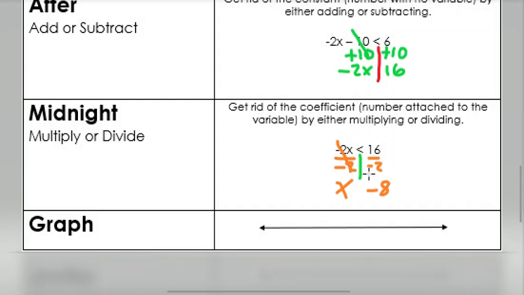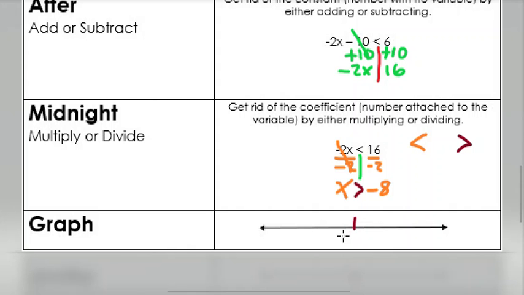So remember, with inequalities there is a special rule. Whenever we multiply or divide by a negative, I have to flip that inequality sign. The inequality sign was less than. I have to flip it to make it the opposite, which would be greater than. So this would be x is greater than negative 8.